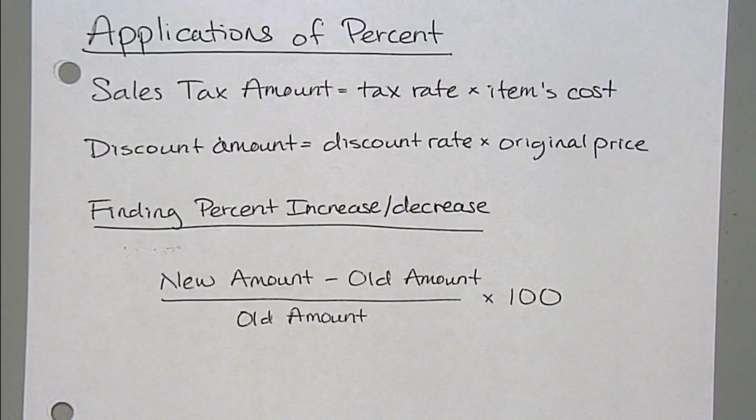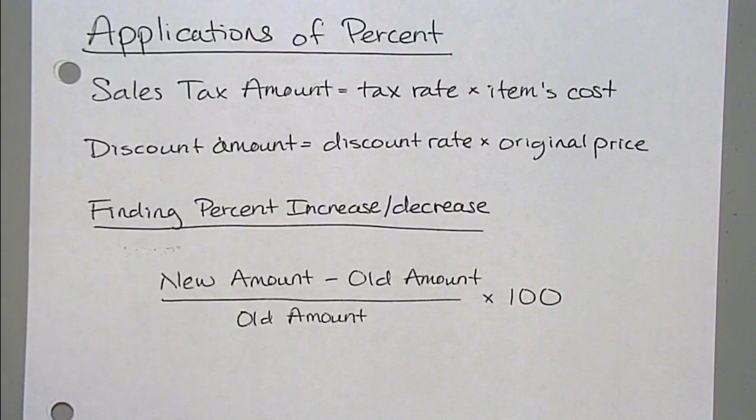Finding percent increase and decrease can sometimes be new for you, but you're going to be given 2 amounts, a new amount and an old amount. You always want to take the new minus the old and divide by the old, and to create a percent, you multiply that answer by 100. If you end up with a positive answer, then it was an increase. If you end up with a negative answer, then it must have been a decrease.